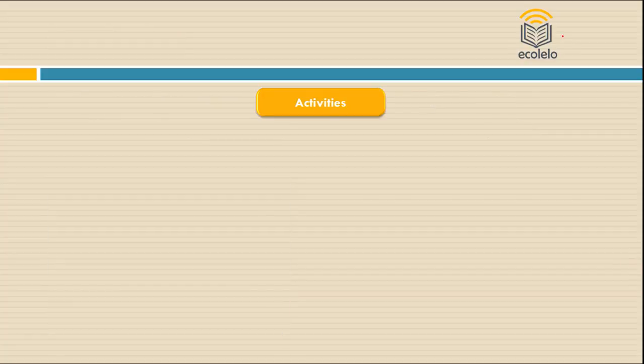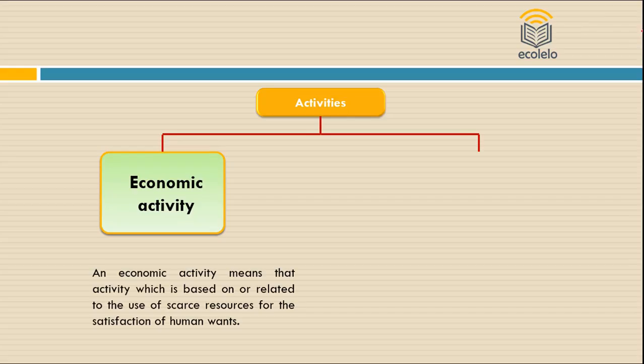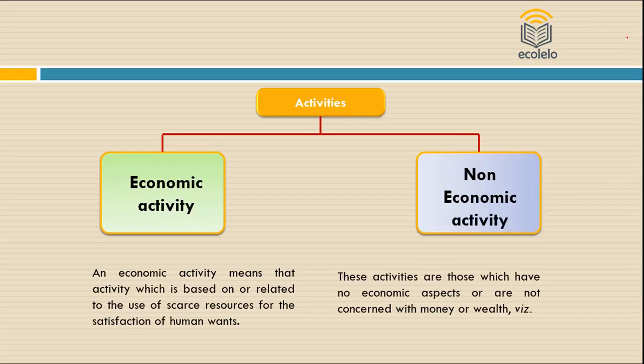Now, activities. Activities are divided into two types: economic activities and non-economic activities. Now, what are economic activities? An economic activity means that activity which is based on or related to the use of scarce resources for the satisfaction of human wants. To put it differently, economic activity is anything that is related to money or wealth.